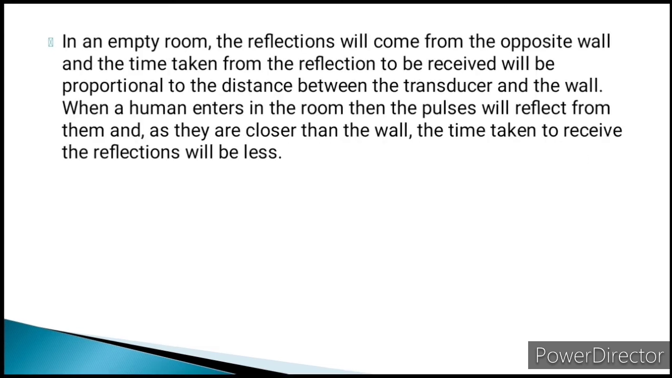In an empty room, the reflections will come from the opposite wall, and the time taken for the reflection to be received will be proportional to the distance between the transducer and the wall. When a human enters the room, the pulses will reflect from them, and as they are closer than the wall, the time taken to receive the reflections will be less.